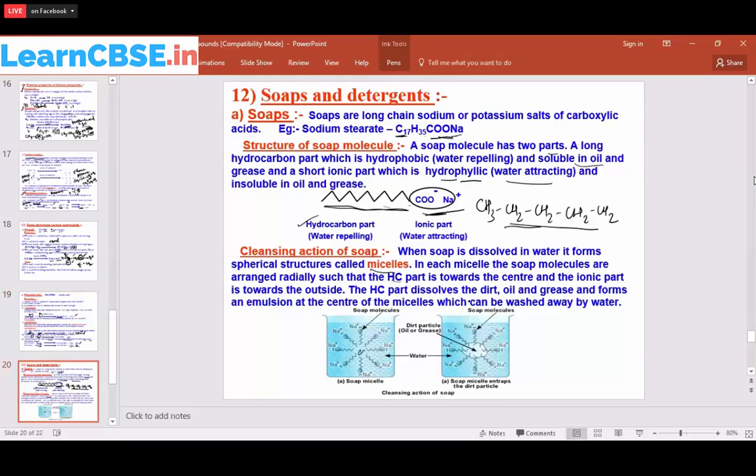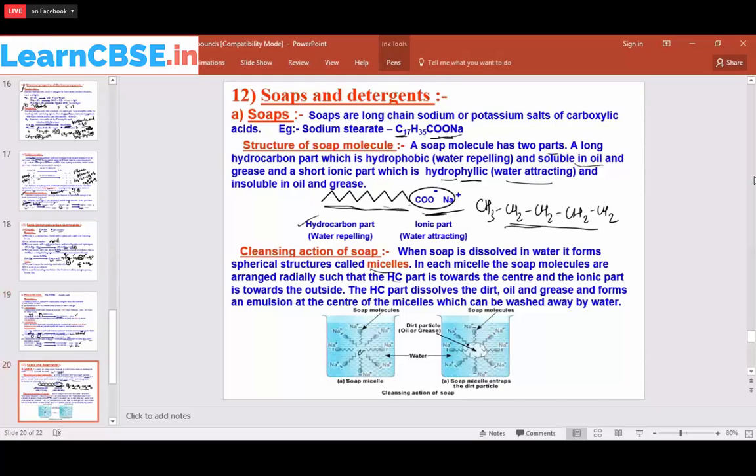So the hydrocarbon part, what it will do, see here, suppose the grease is over here. All the hydrocarbons are trying to remove the grease from the cloth and form the emulsion at the center of the micelles. When we are rubbing the cloth using the soap water, the hydrocarbons will remove the grease from the shirt, and when we are washing it, everything will go away from the shirt, so the cloth will be free of the dirt or the grease.